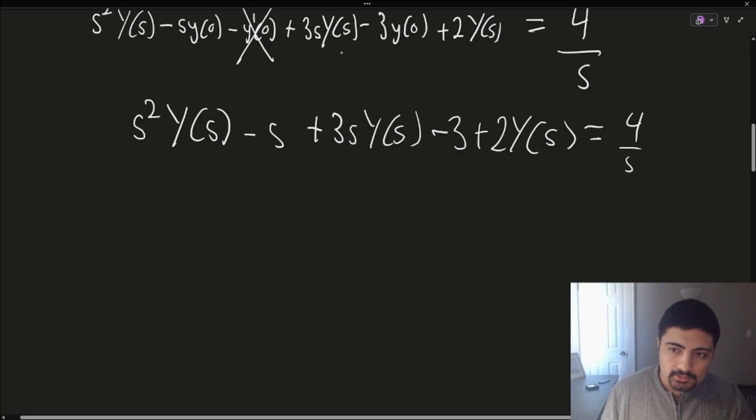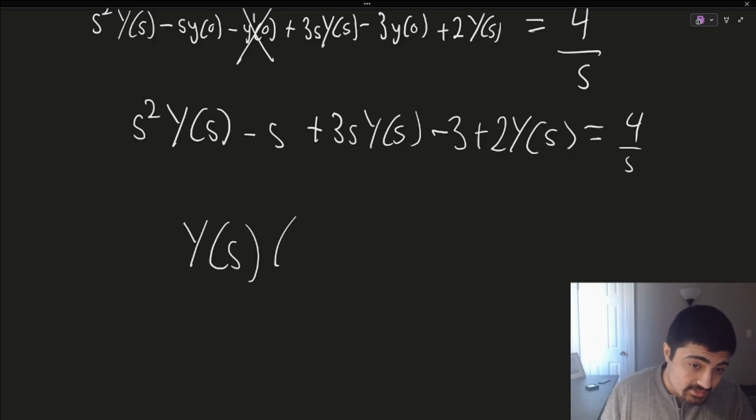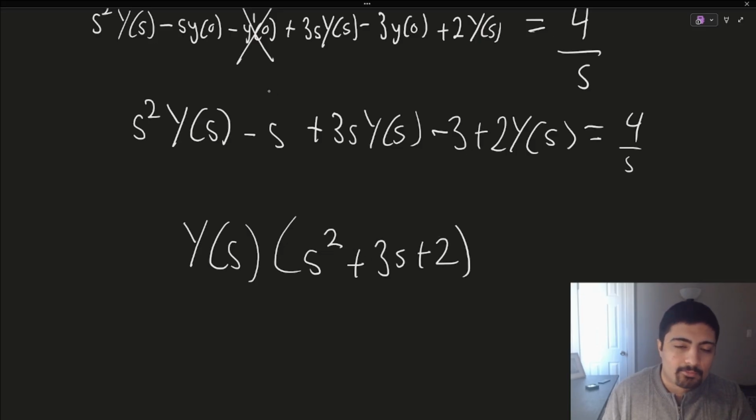So now we're going to do a little bit of algebra. I just want to get rid of all of that messiness. So I'm going to say Y(s) times, I'm going to factor a Y(s) outside, (s squared plus 3s plus 2). And we can put these guys next to each other. So we're going to say minus s minus 3 equals 4 over s.